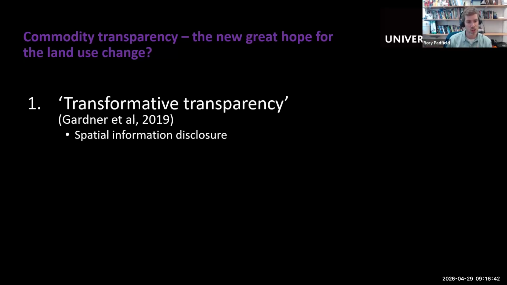And I'd like to draw your attention to this notion of transformative transparency, and I'm referencing here the work of Gardner et al. 2019. And transformative transparency here means organizations that work in this context in the land use area are providing good, accurate information about the actors in their supply chain, the activities that they're involved in on the ground, and that might be disclosing spatial information, the sustainability work that they're doing, again, disclosing that, and that might also be negative outcomes as well, but they are prepared to actually disclose that.